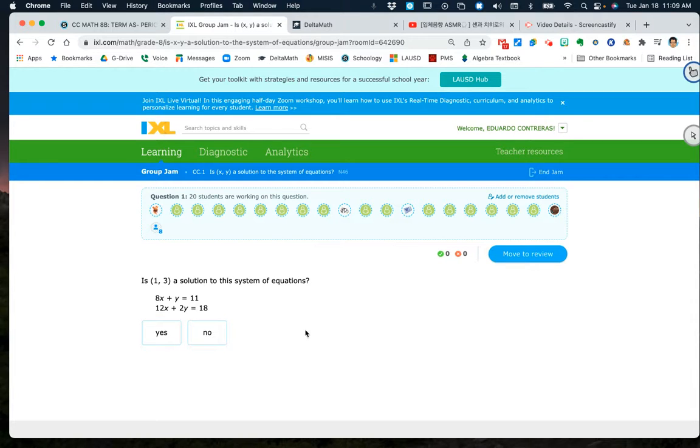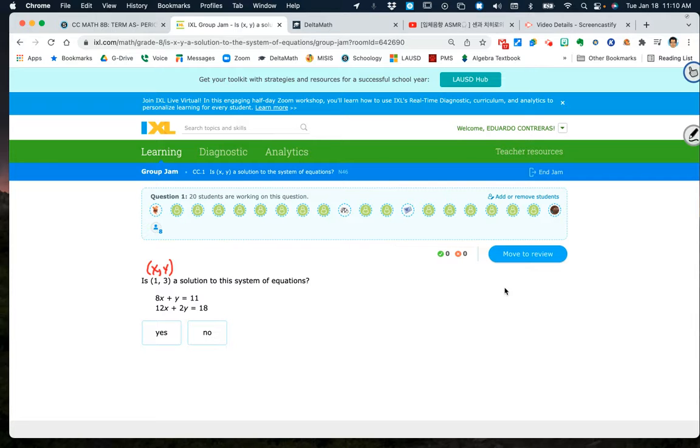So here is an example of one. They're asking us if (1, 3), remember this is an XY ordered pair, is a solution to the system. We want to know if this ordered pair (1, 3) is a solution to the system. And this is our system. We have two linear equations, 8x plus y equals 11, and 12x plus 2y equals 18.